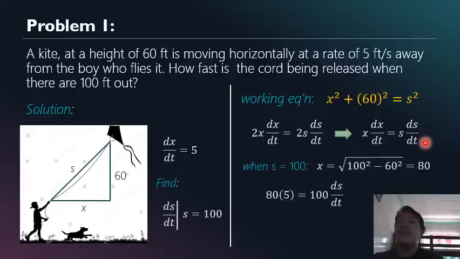Right? So substituting the values, we have 80, this is your x, times 5, which is your dx over dt, is equal to 100, which is your s, times ds over dt. Of course, we can easily solve this and solve for ds over dt. 80 times 5 is 400. 400 divided by 100 will give us a ds over dt equal to 4. And the unit, of course, is feet per second, kasi yung given unit ng speed sa problem ay feet per second. Okay, nasolve na natin ngayon yung problem.